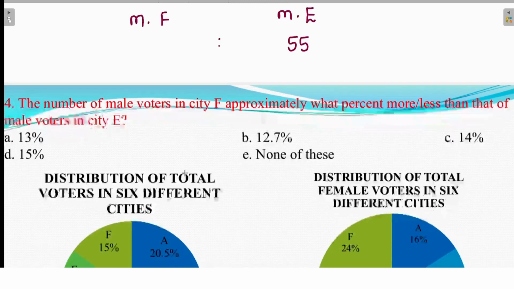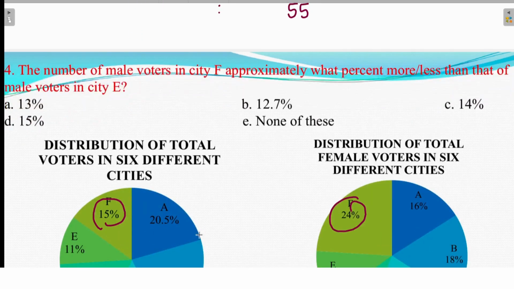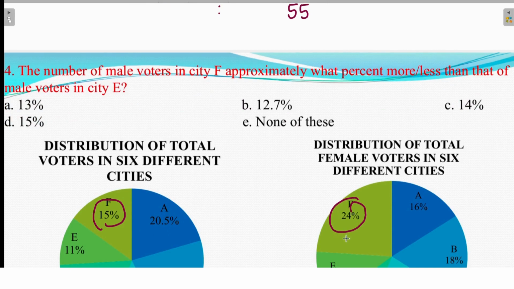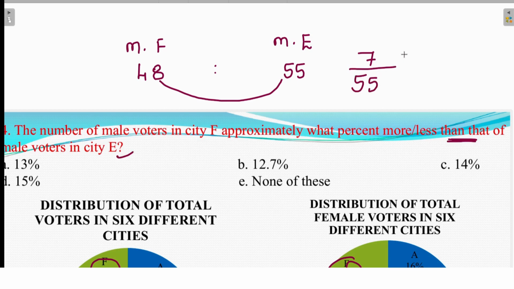I want to find male voters in F. To find male voters, 15 into 8, 120. 24 into 3, 72. 120 minus 72 will be 48. Okay, 48 directly, we don't need to do anything else. Then what is more or less? The difference will be 7. Whom are we comparing with? We are comparing with E. E will be 55 into 100. That will be your answer.